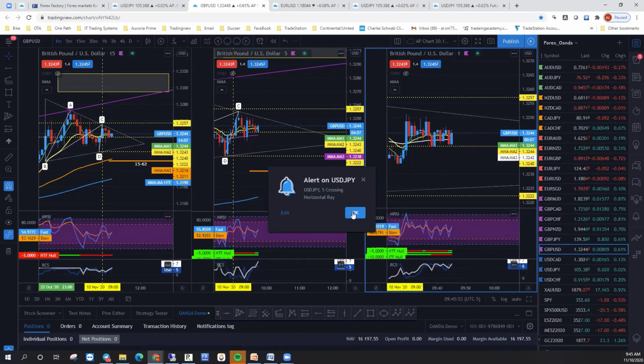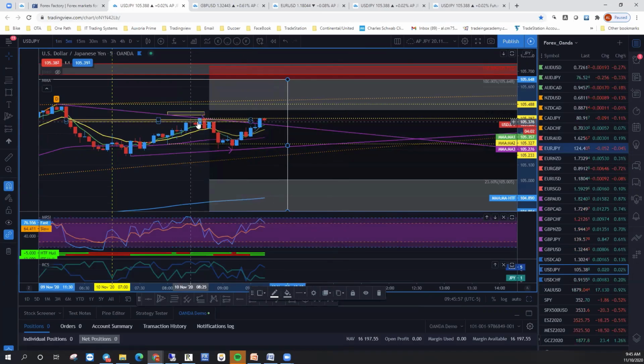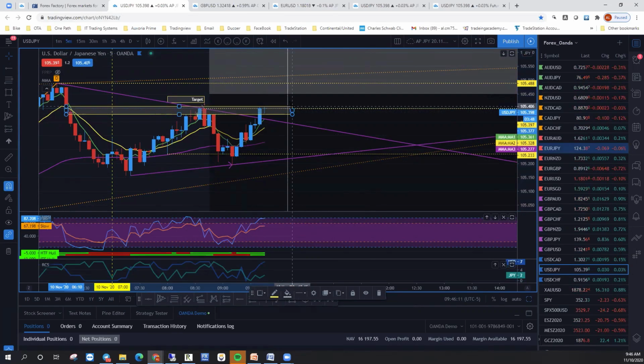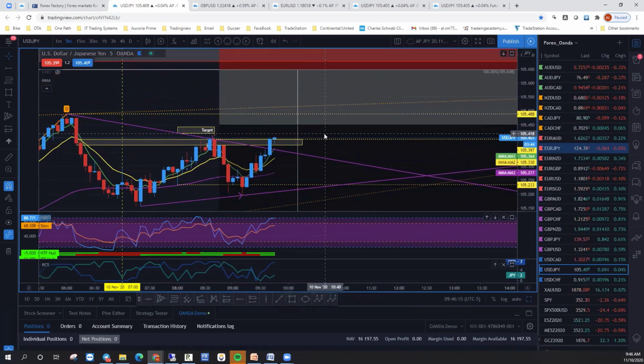And there's an alert on the U.S. yen. Let's take a look and see where that was generated. Coming up to the top here. Broke out the top of this wedge. This is our wick over wick that we had on the downside. Came back up, retested this area. And see if we get a break. And we could go to retest this area up here.